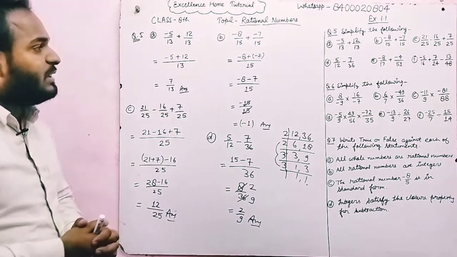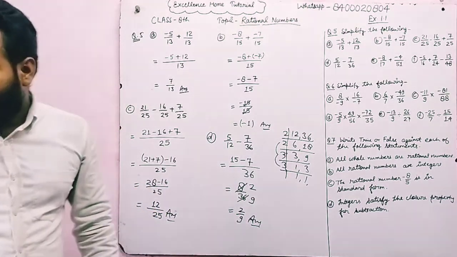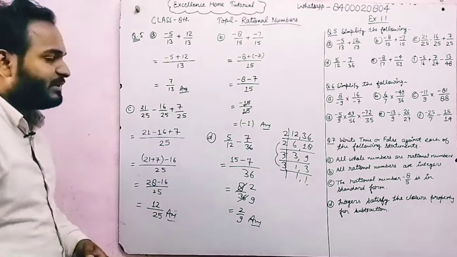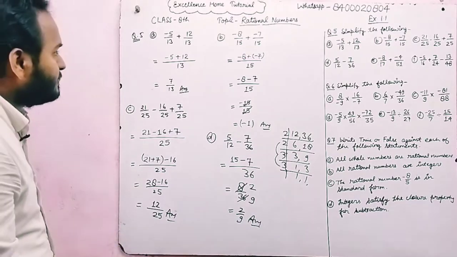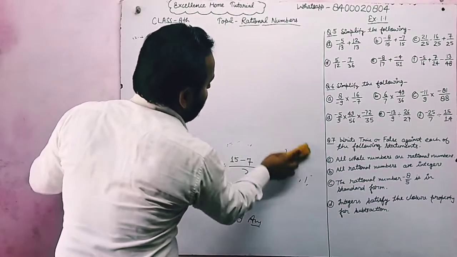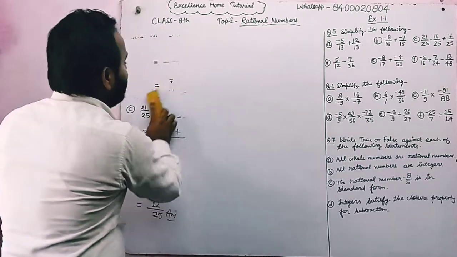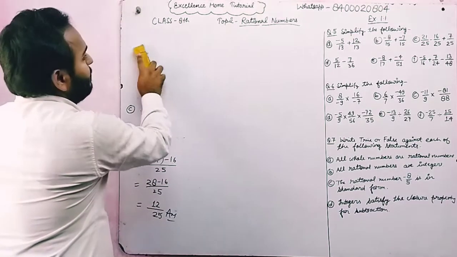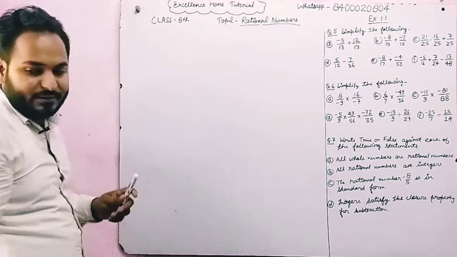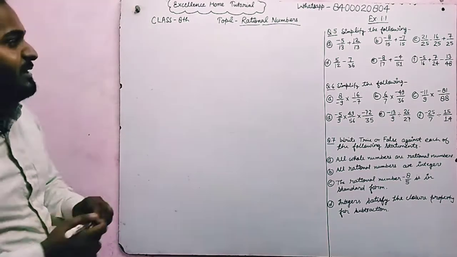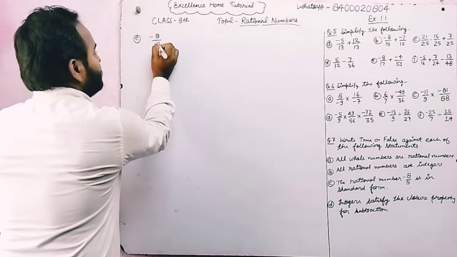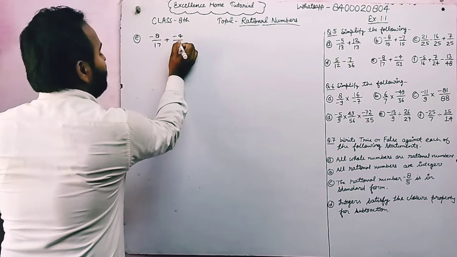Similarly, E and F are very simple. Let's move on to sections E and F. Take a screenshot for this. Moving on, section E and F. In this, minus 8 by 17 plus minus 4 by 51. Both denominators are different, so we have to take the LCM. So E is minus 8 upon 17 plus minus 4 by 51.